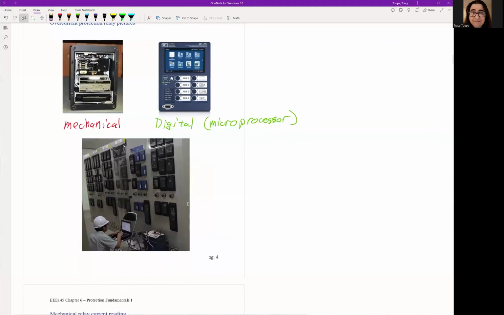Okay, so look at this here. This is your panel. So you've got one panel here, one panel here. So different panels. And you can see this middle panel right here.